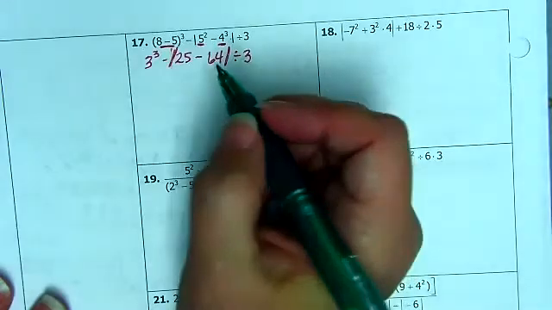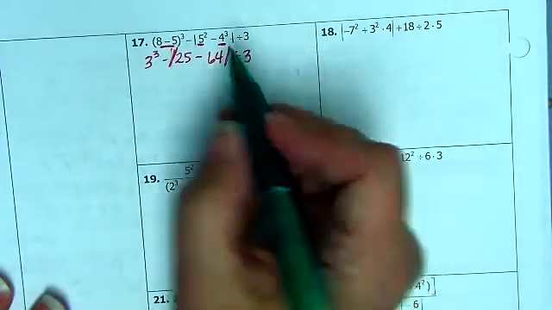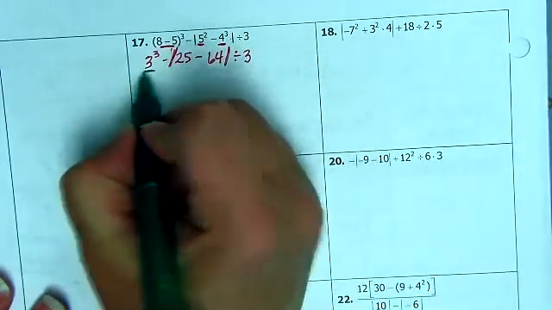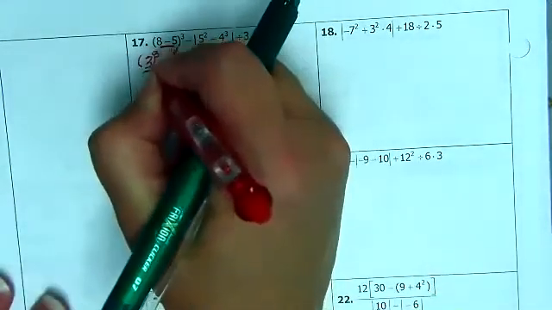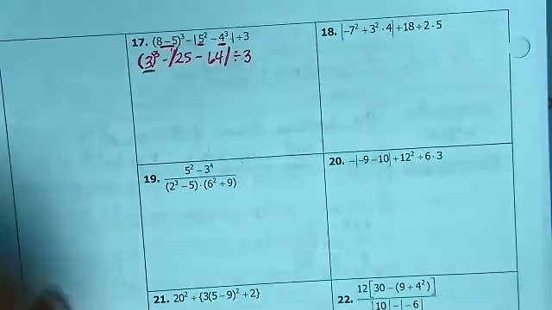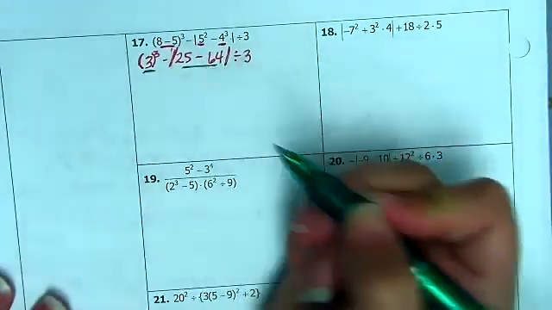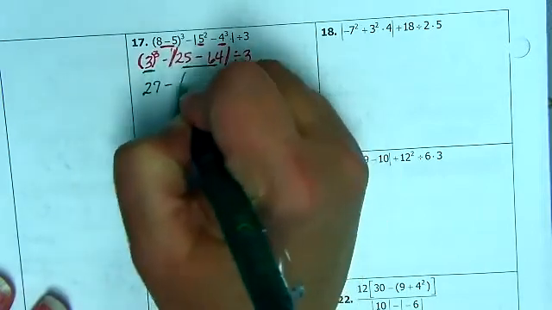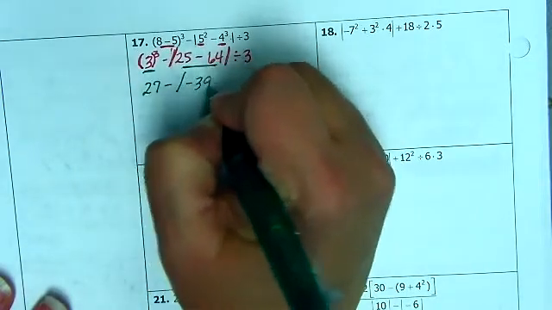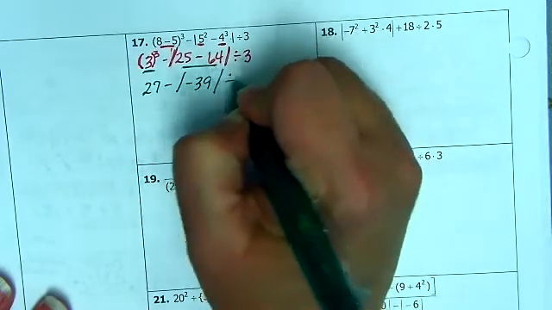Divided by 3. Next step, I'm going to do the 3 to the third power, and you can leave this in the parentheses, especially if you end up with a negative number. Go ahead and leave that in the parentheses. And I can also do this subtraction, which that's going to give me 27 minus absolute value of negative 39, divide by 3.